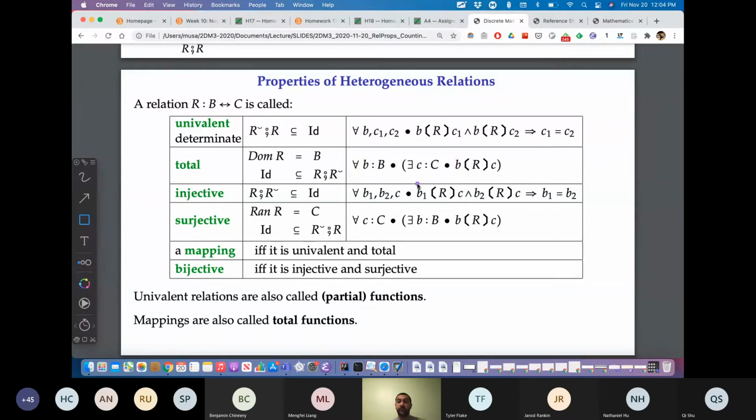Injective means if two inputs go to the same output, then they must have been the same, right? So different stuff goes to different things. Okay, surjective means every output comes from an input. Okay, and these interpretations are also summarized for you in the cheat sheet.